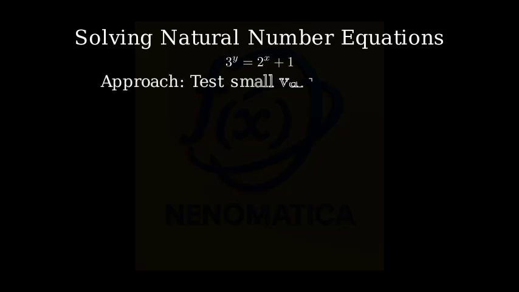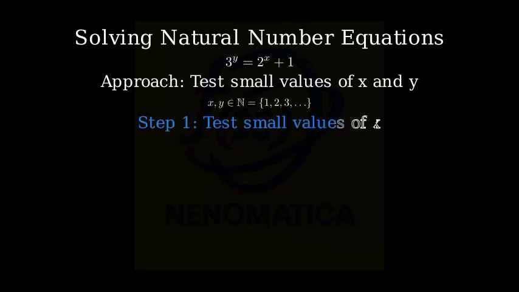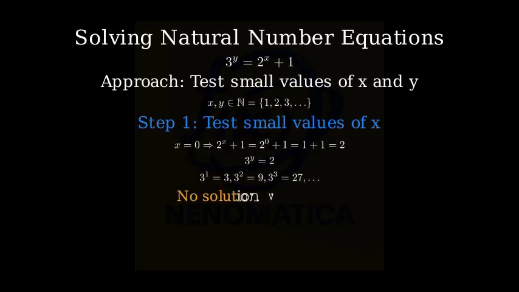Let's begin by understanding our approach. Since we're looking for natural number solutions, we can test some small values and see what happens. It's clear that the values of x and y that make this equation true must be positive integers, since we're dealing with natural numbers. Step 1. Let's test some small values of x. Let's start with x equals 0. When x equals 0, the right side becomes 2 to the power of 0 plus 1, which equals 1 plus 1, which equals 2. So we have 3 to the power of y equals 2.